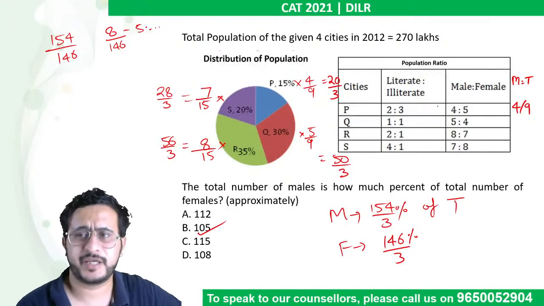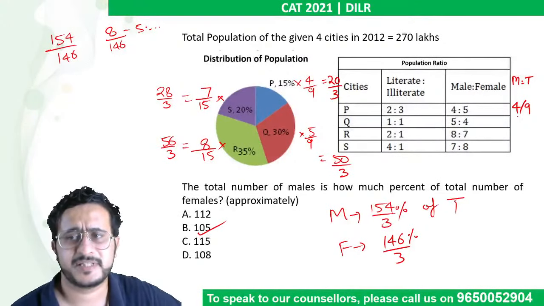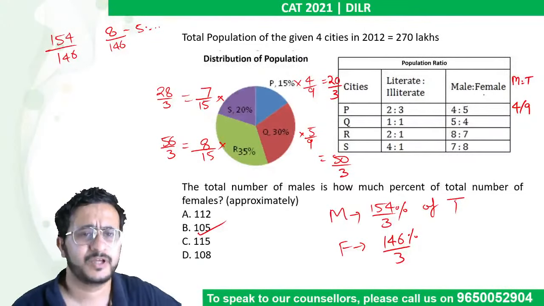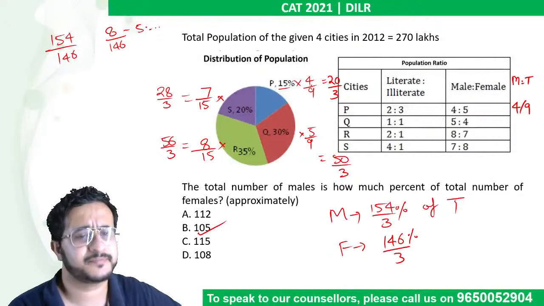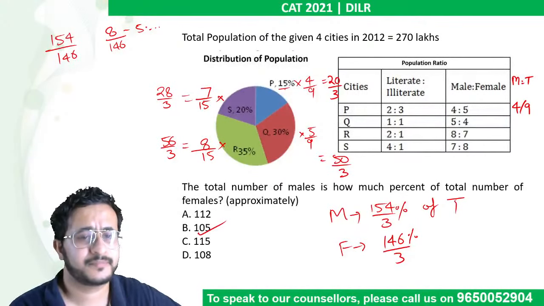You didn't get it? Okay. So this is male as a percentage of male ratio T. Male ratio T means 4 by 9 of 15% will be males. 4 by 9 of 15%. What do you get? 20 by 3%.